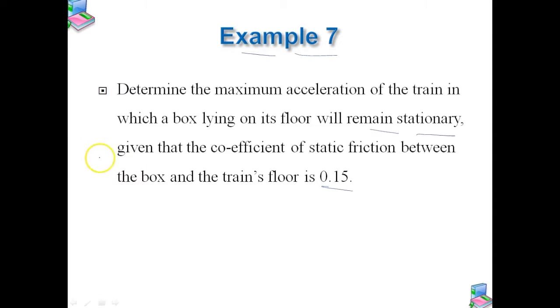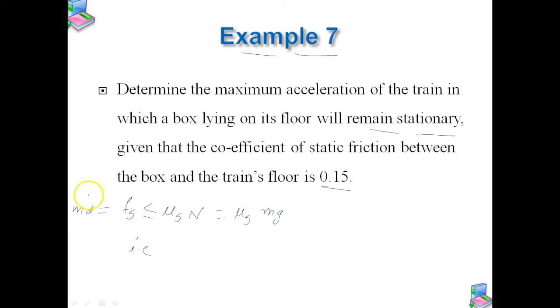So we know that the static frictional force Fs is always less than or equal to mu s into N. Since the acceleration of the box is due to the static friction, that is given by Fs, it is always less than mu s into N. We can write it in other words: N can be written as m into g.